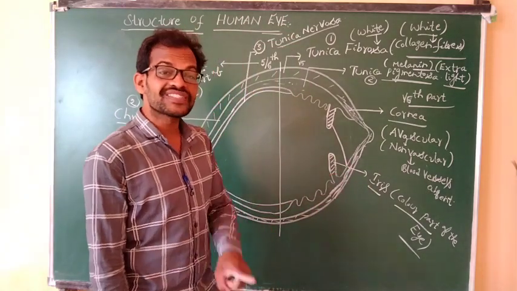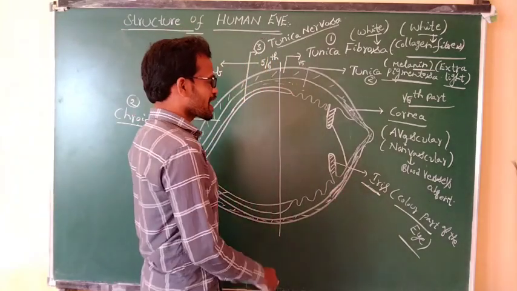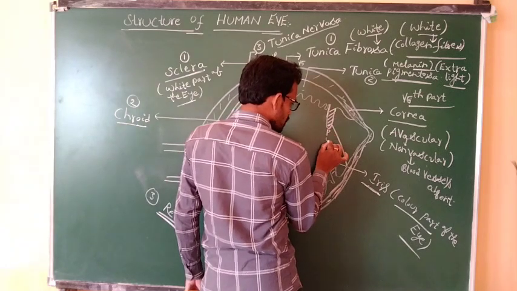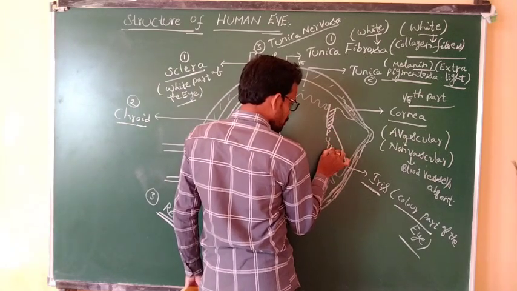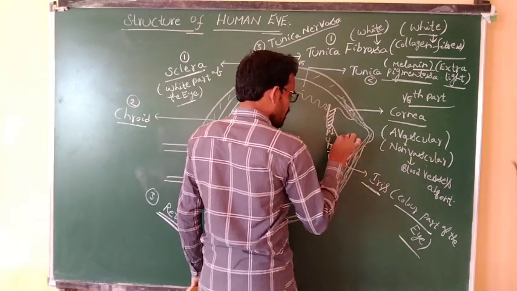The color part of the eye is known as the iris. Okay, between the two irises, what is the name? Pupil. The entire part in the middle is known as the pupil.